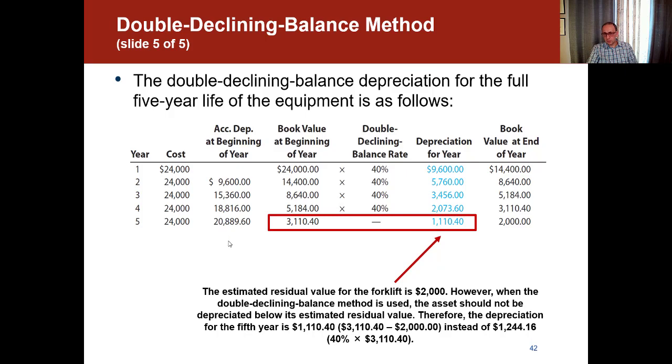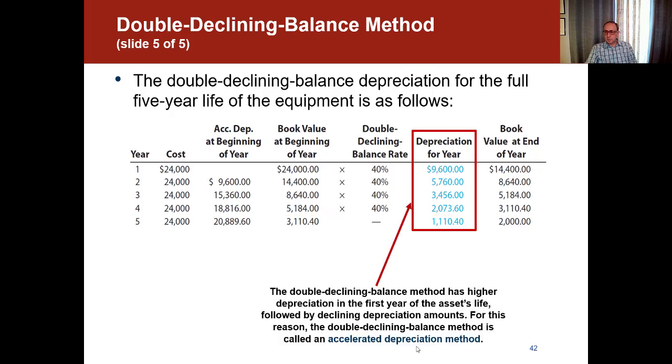20,889, the total of the accumulated depreciation would be 22,000. So the depreciation for the 5th year is 1,110.40, which is calculated that way, instead of 1,244.16, which is the 40% multiplied by 3,110.40. So we don't take the 3,110 and multiply by 40%, because that would give us a different depreciation expense that would take us below the desired book value of $2,000.